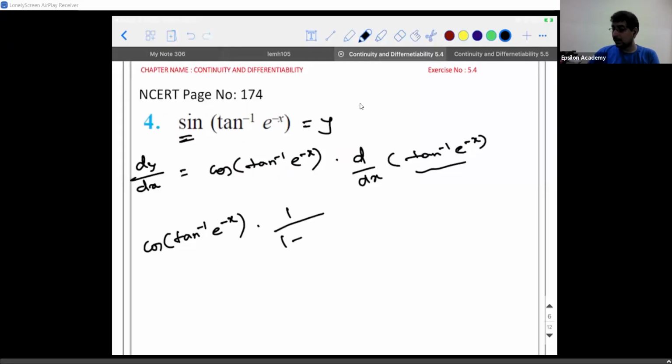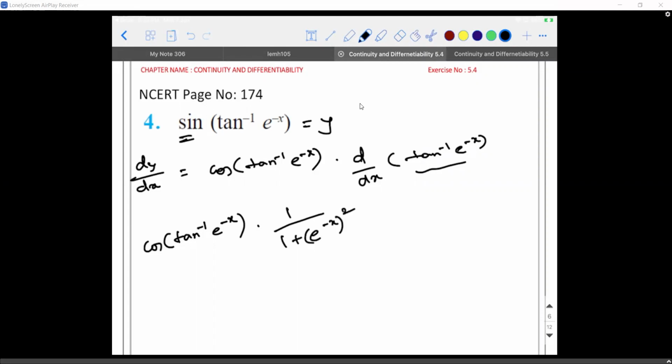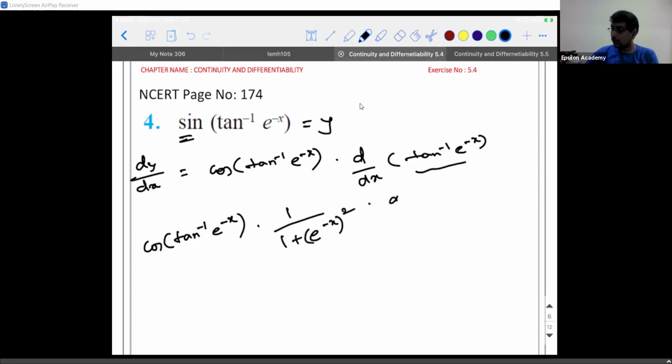1 by 1 plus x square into d by dx of e power minus x. Is there anyone who didn't understand what I did here? So derivative of tan inverse x is nothing but 1 by 1 plus x square. In the place of x I have e power minus x.